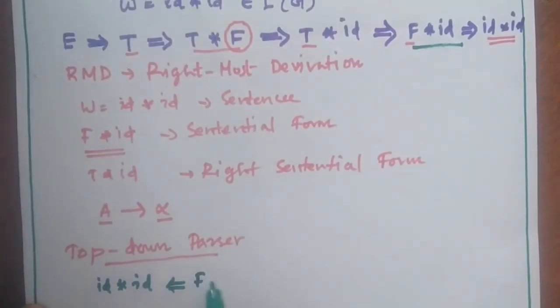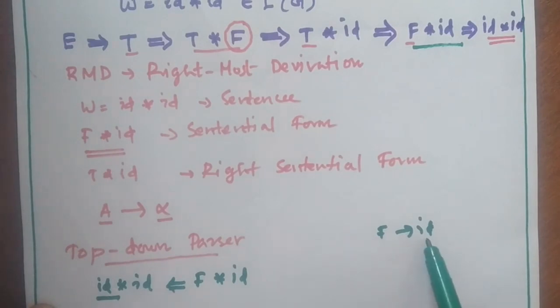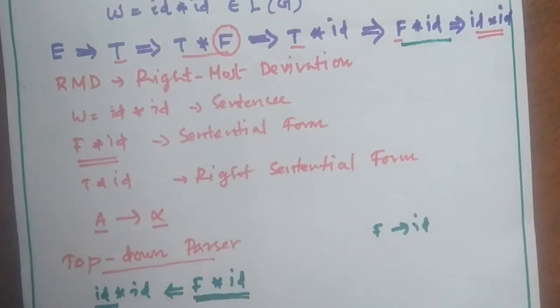So F star id. That means what a top-down parser is doing here is, see, id is the given symbol in the input string. So it identified F gives id is a production and it replaced id by the head of the production F. So that is why we got the just previous right sentential form.